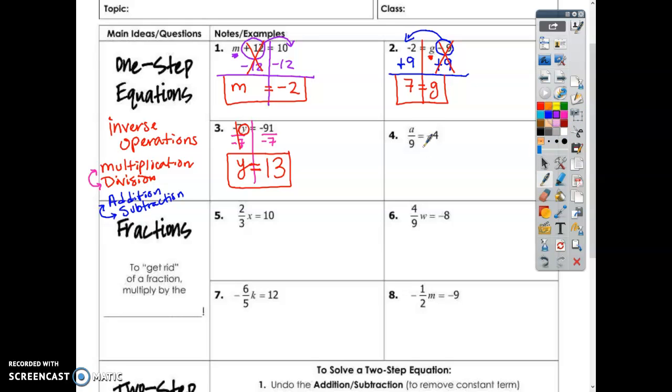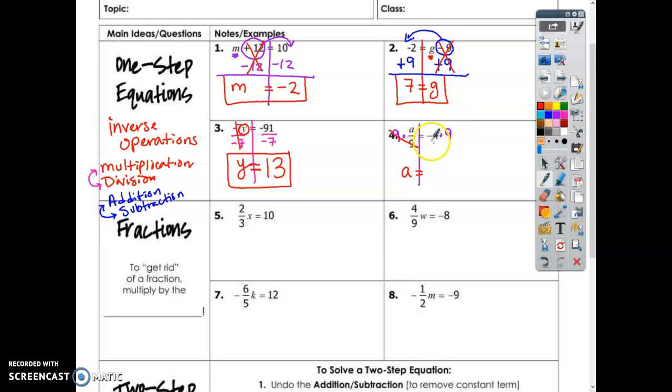All right, now, this one is division. Se está dividiendo. So what's the opposite of division? Multiplication. So I'm going to multiply both sides by 9. This one cancels out. Okay, se cancela. That A is by itself now. A equals whatever that gives you.